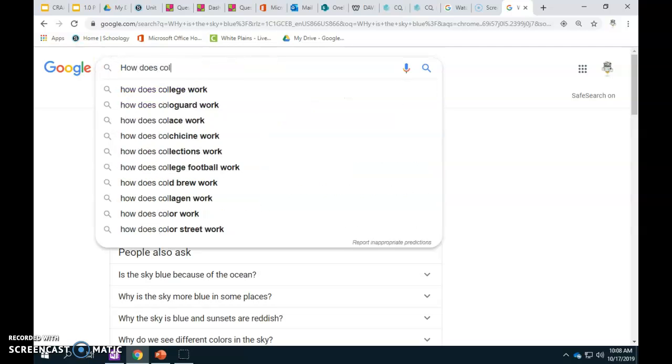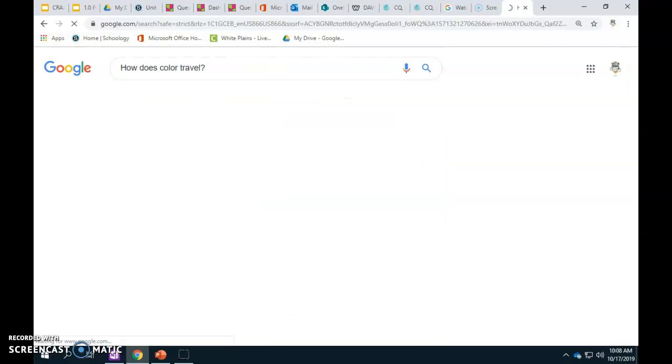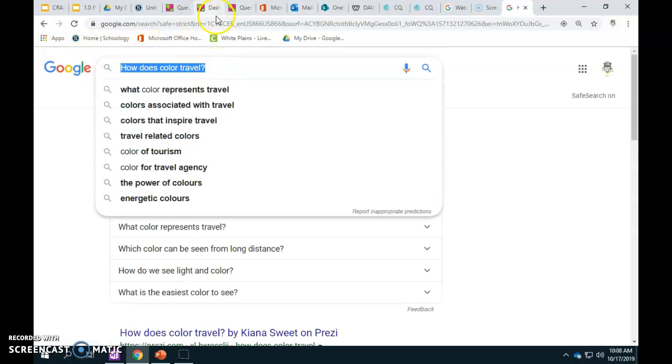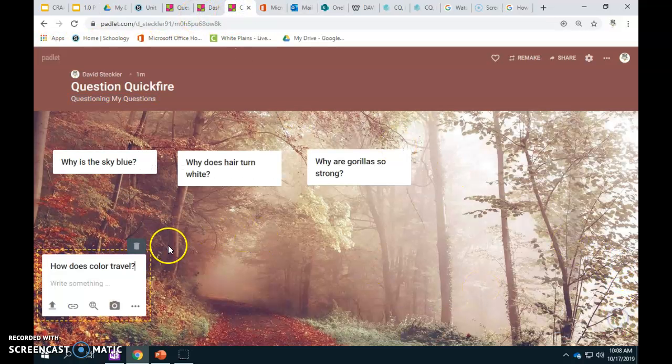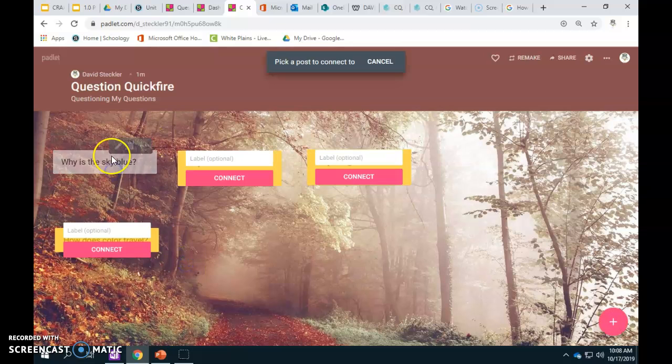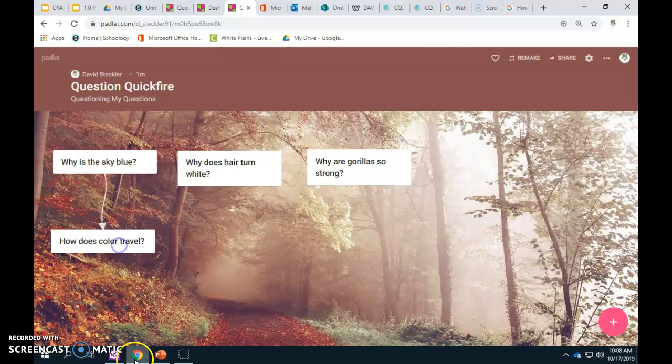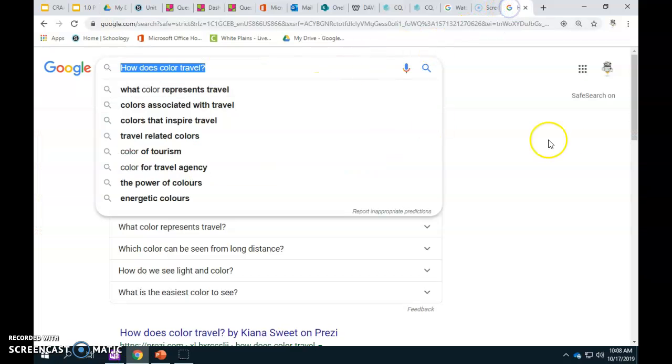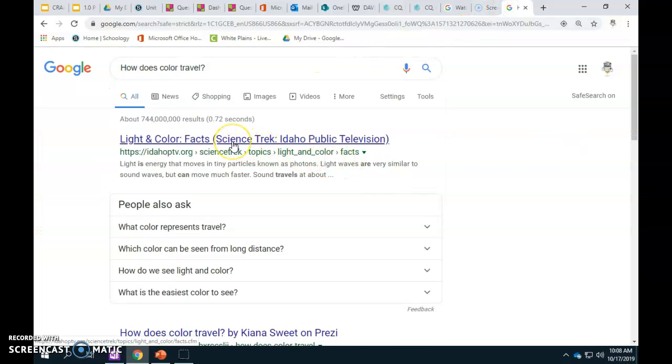How does color travel? And now that I've asked this question, I'm going to go back to my Padlet. I'm going to ask this question, how does color travel? And I'm going to connect my initial question to the one that I had as a result of that question. And I'm going to look at the answer of how does color travel over here.